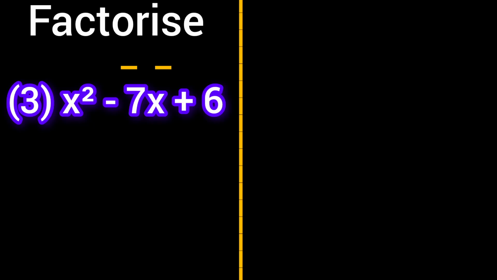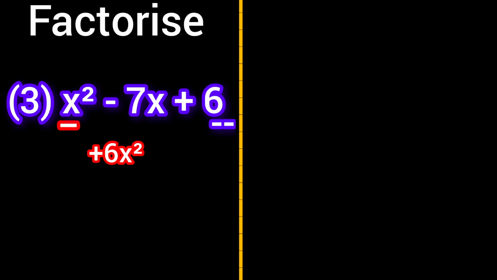Question number 3. We are asked to factorize s squared minus 7s plus 6. Step 1 is for us to multiply the first term by the last term. The first term is s squared and the last term is plus 6. So s squared times plus 6 is going to give us plus 6s squared.